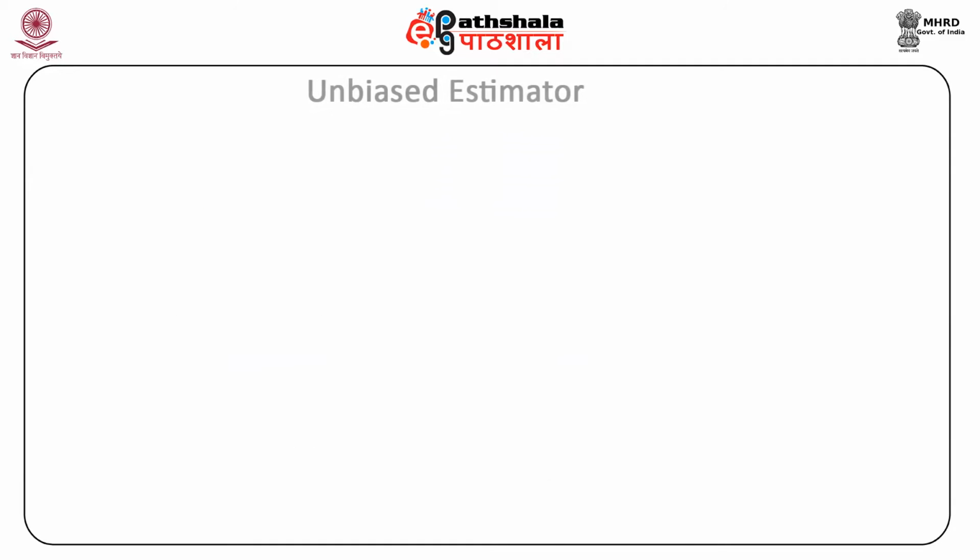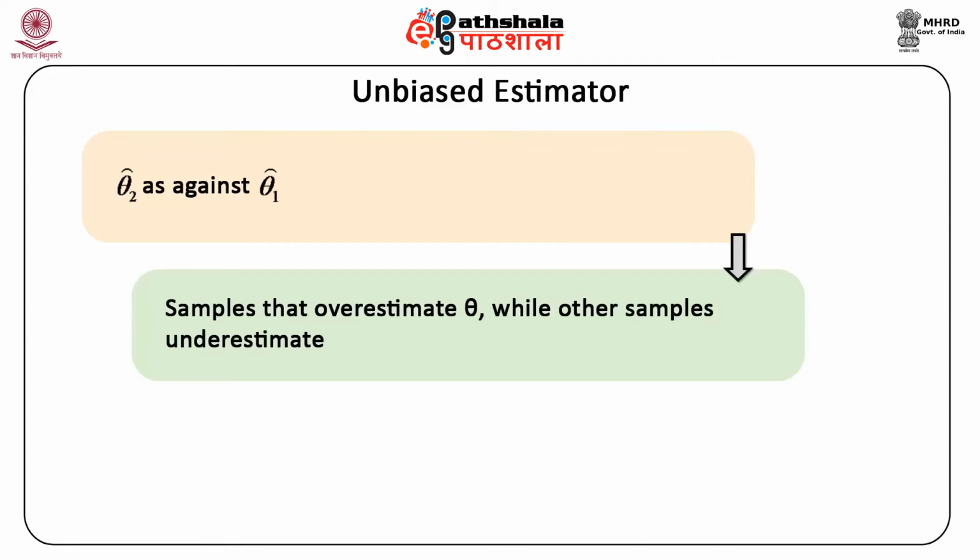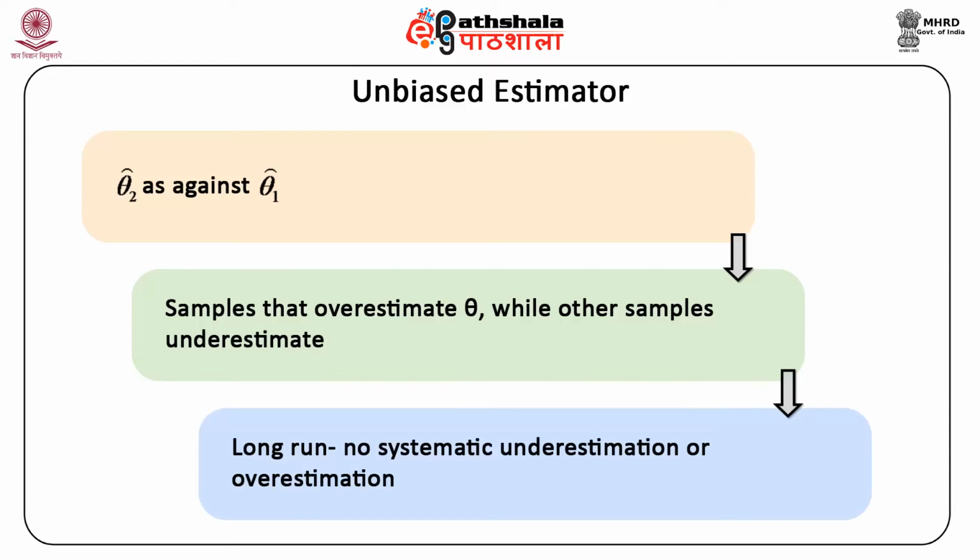This implies that when we use theta 2 hat against theta 1 hat, there are going to be some samples that overestimate theta, while other samples underestimate theta. But in the long run, there will not be any systematic underestimation or overestimation of theta.